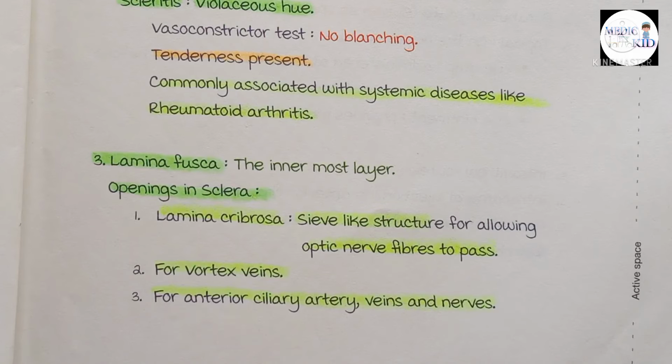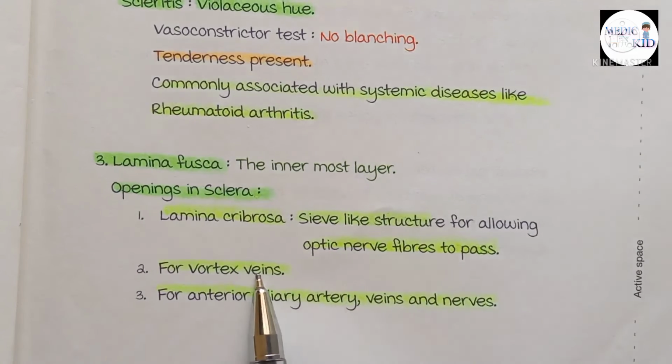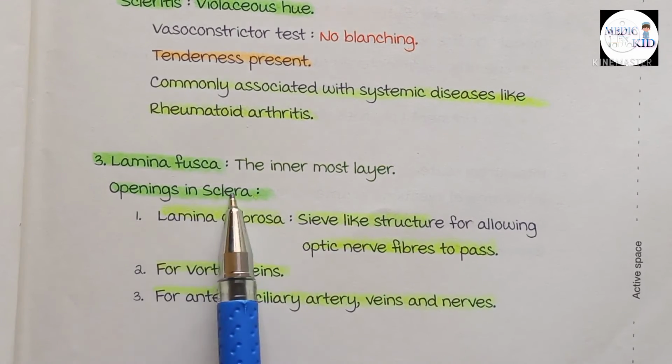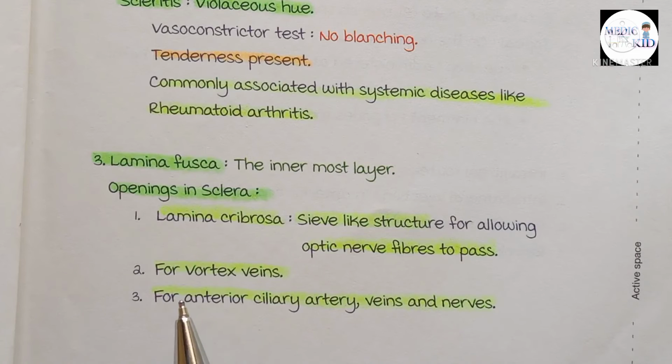From the anatomy, in further videos we will learn that there is a vortex vein. To pass this vortex vein there are also openings in the sclera. For the blood supply to the eye, some of the blood vessels pass through the sclera. So for the anterior ciliary arteries, veins and nerves, there are openings in the sclera. So this is the basics about the sclera.